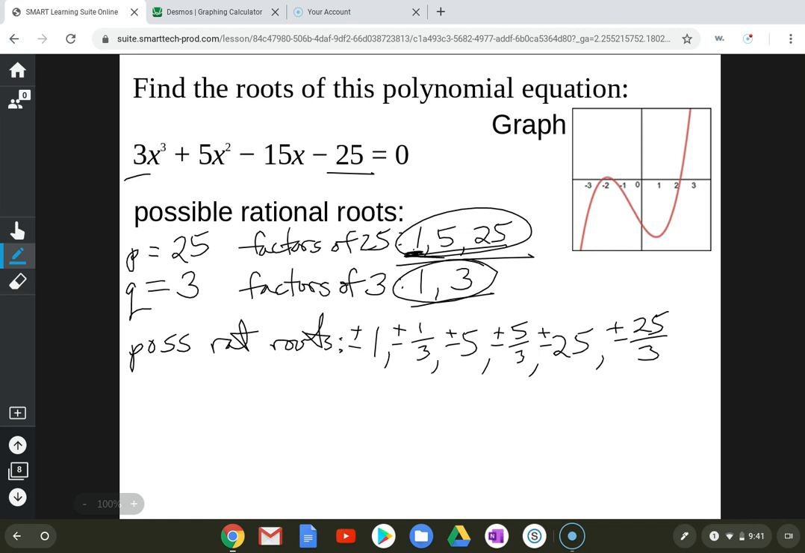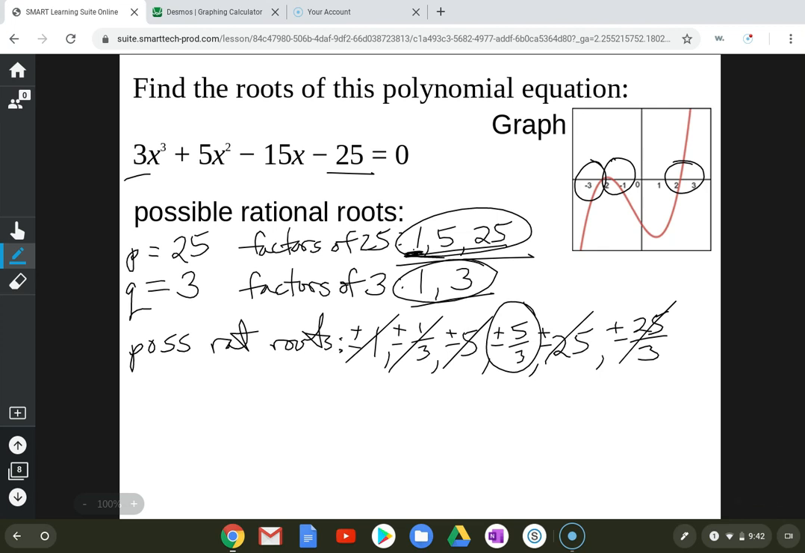I do not want to do 12 sets of synthetic division to find which of these is actually a rational root. So thank goodness we've got a graph here. It looks like we have a root between -2 and -3, a root between -1 and -2, and a root between 2 and 3. Based on the graph, that means 1 is out, 1/3 is out, 5 is out, 25 is out, and 25/3 is out. So the only one that we really have to look at is plus or minus 5/3.